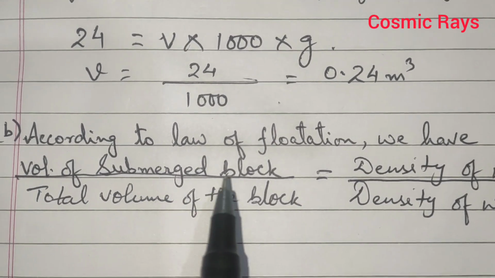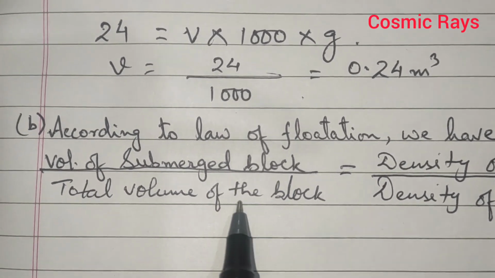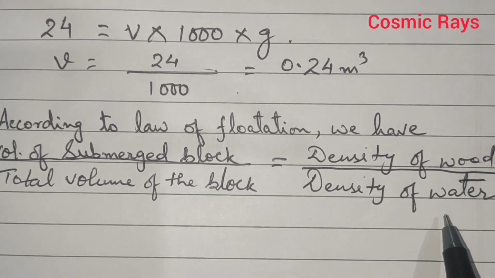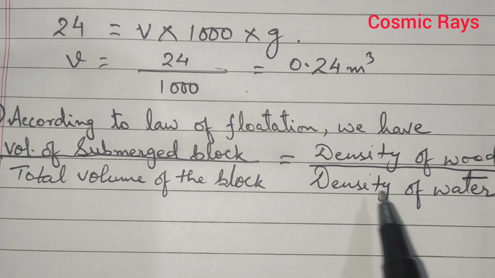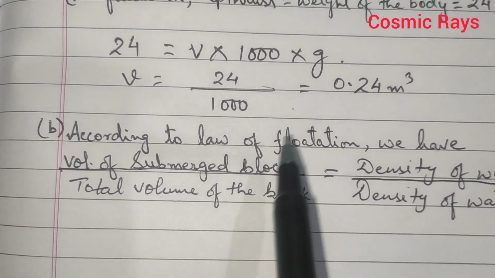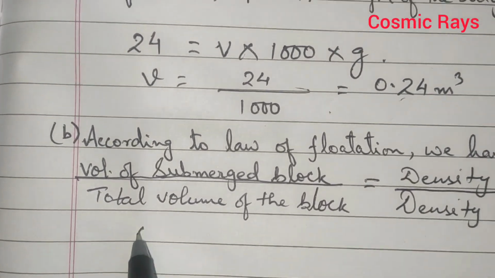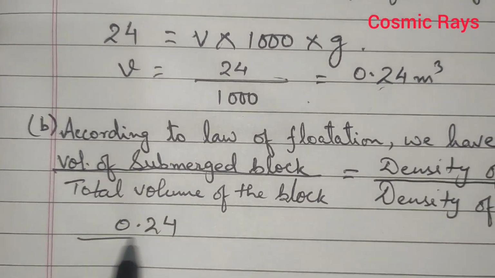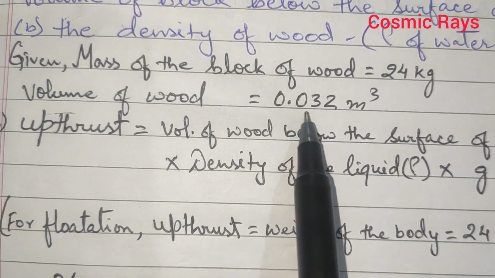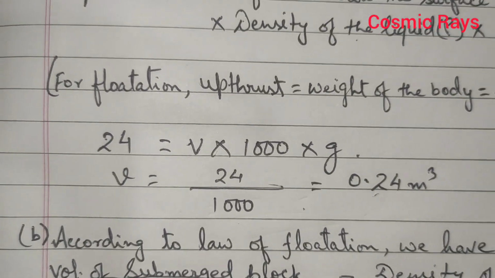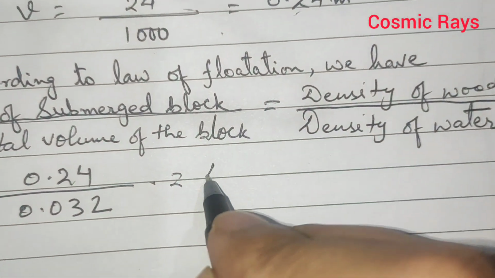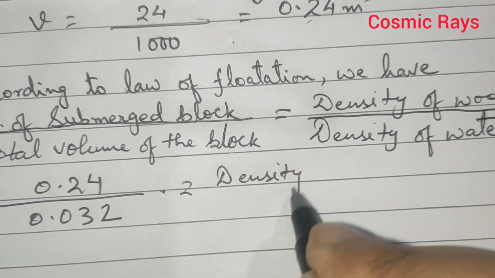Volume of the submerged block divided by the total volume of the block is equal to density of the wood divided by the density of the liquid, that is water. So we write density of water. Now volume of the submerged block we have calculated here, that is 0.24, divided by the volume of the total block, which is given here in the question. So that is 0.032. Density of wood we have to find out, so we just write it as it is.